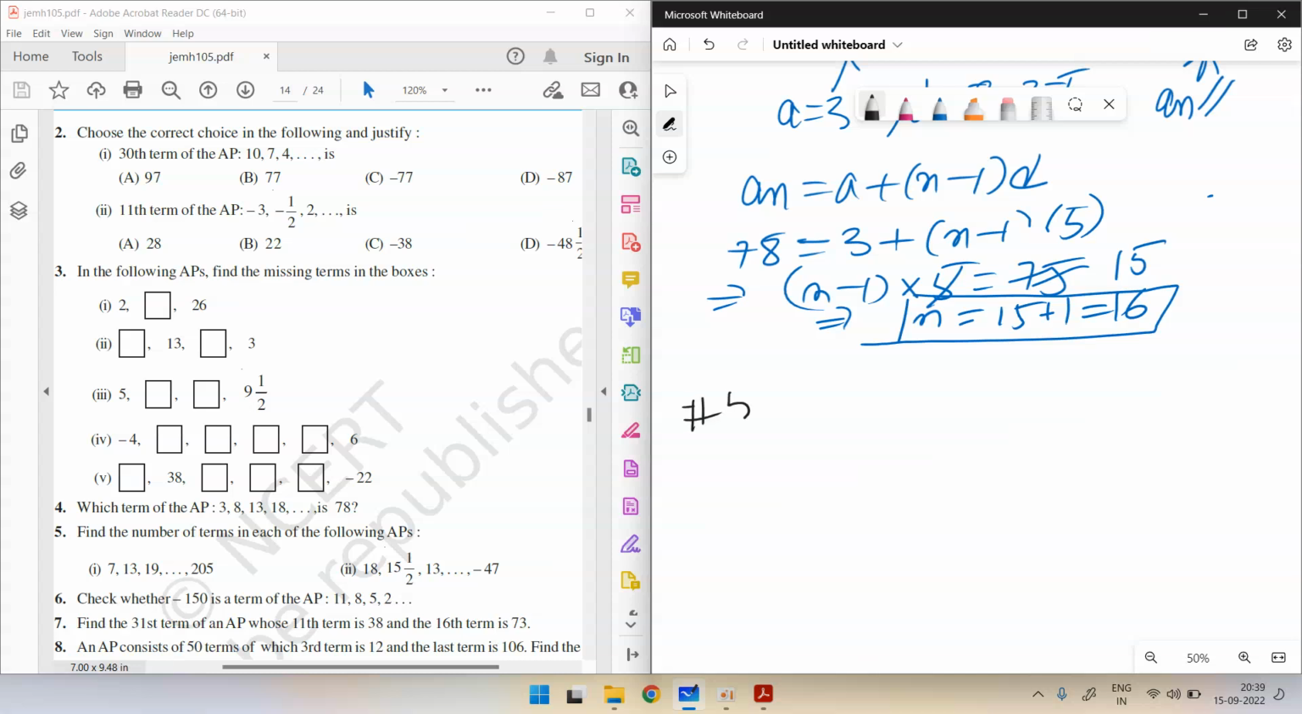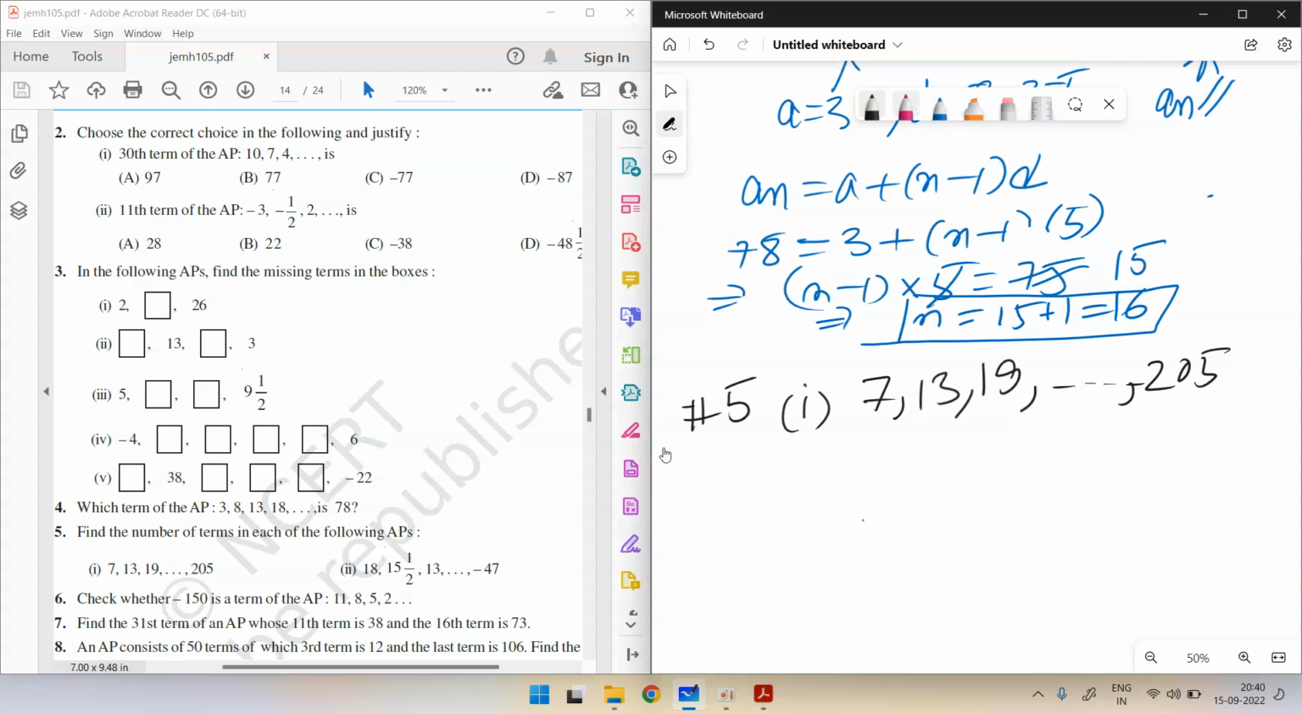Now, what is the 5th question? The 5th has two parts. I will be solving the first part, and you can solve the second part. Find the number of terms in each of the following APs. The AP I am solving first, you can similarly do the second one: 7, 13, 19, dash, 205.